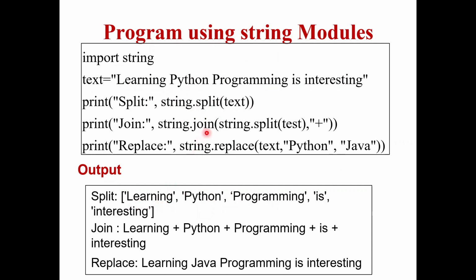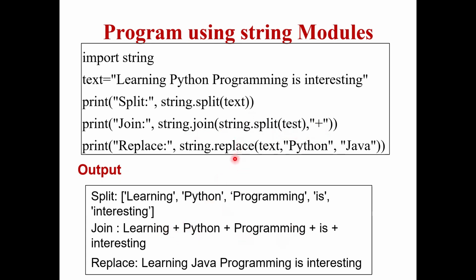Next I'm going to use the join function. Here I have used a nested function. The nested function splits the individual words, and the outer join function combines all the words together. In between, I have used the concatenation symbol plus. So for in between words, I have used a plus symbol. I get the result like this: learning plus Python plus, like this.